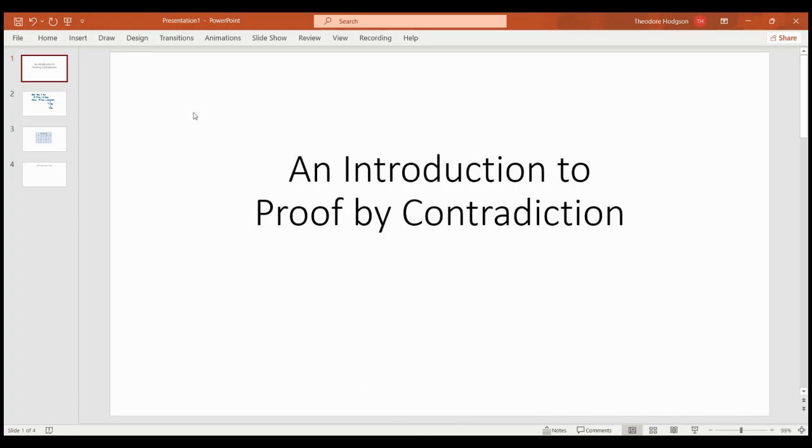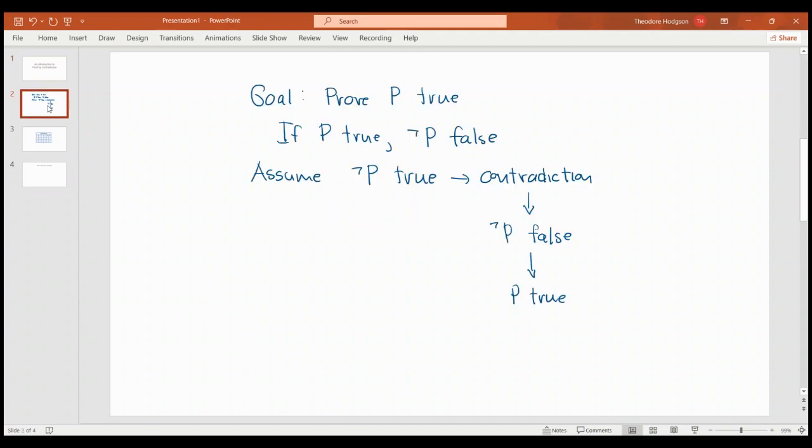This is the second part of our introduction to proof by contradiction. Recall, in a previous video, we said our goal is to prove that a statement P is true. If P is true, then we know that its negation must be false. So what we do in proof by contradiction is make the assumption that the negation of P is true. Again, we know that can't be true.